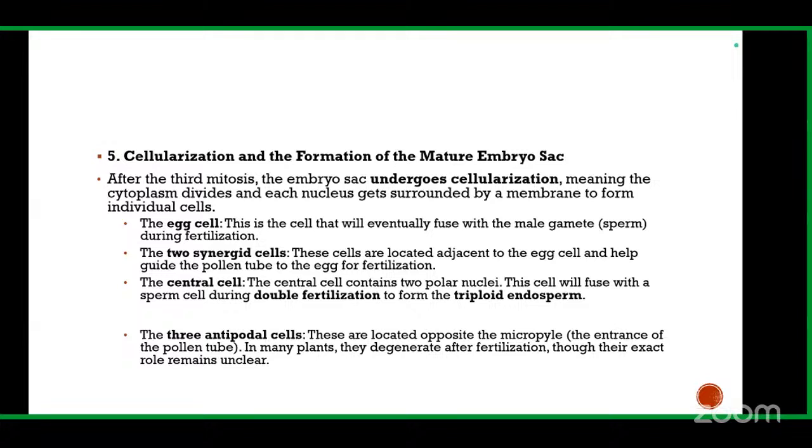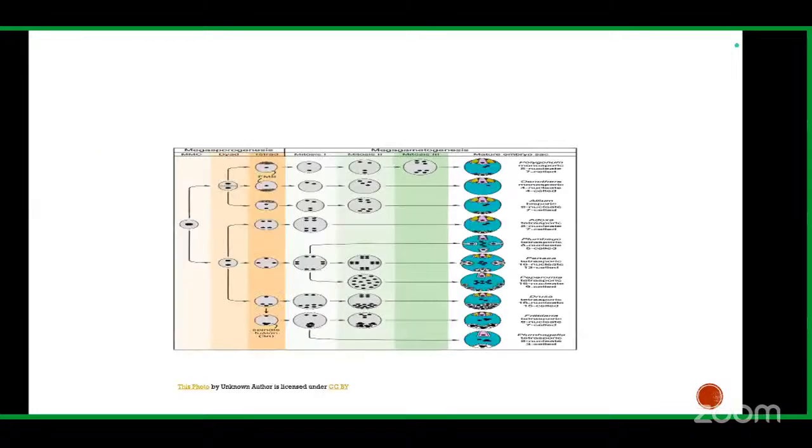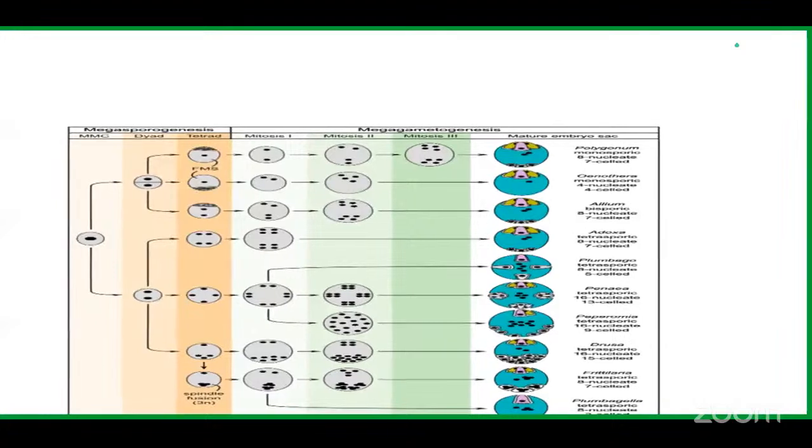After the third mitosis, the embryo sac undergoes cellularization, meaning the cytoplasm will divide and each nucleus gets surrounded by a membrane to form an individual cell. Then you will get the individual cells: the egg cell, the 2 synergids, the central cell, and the 3 antipodals. You can see the diagram.